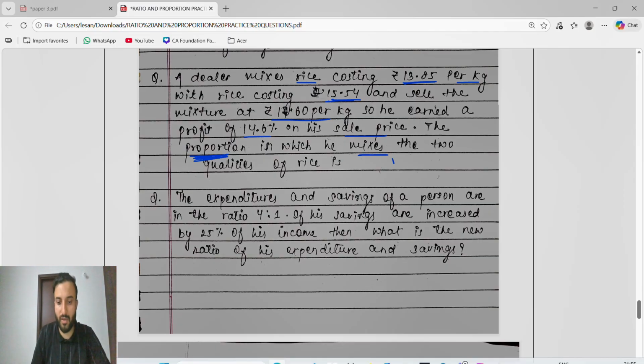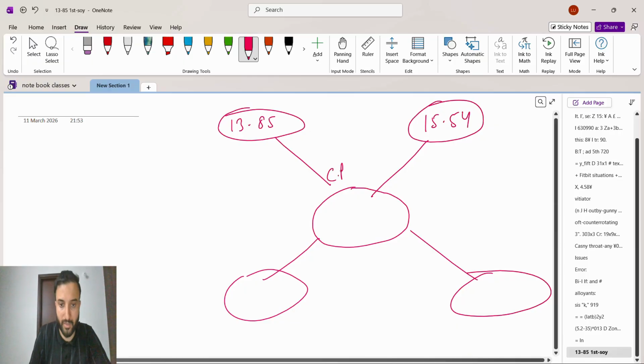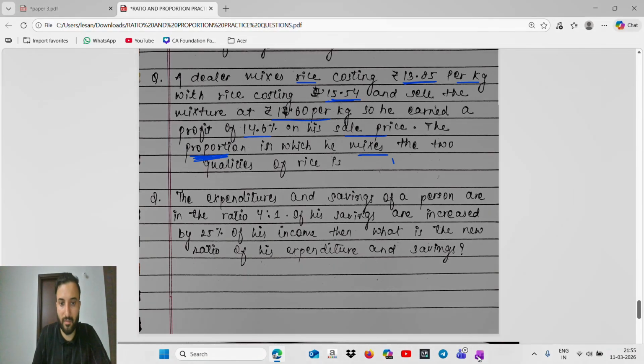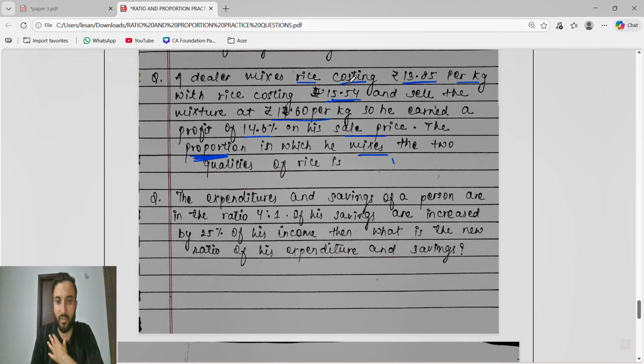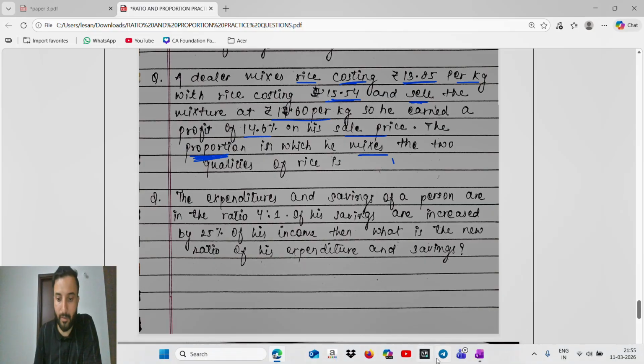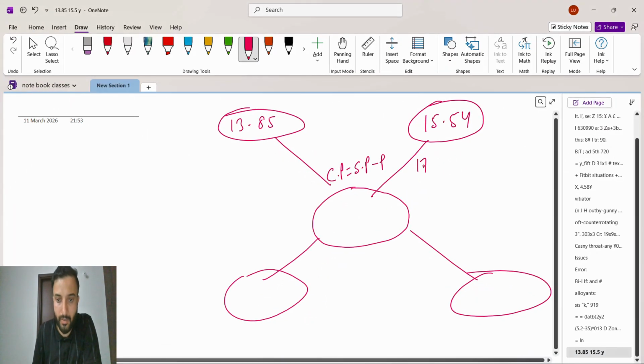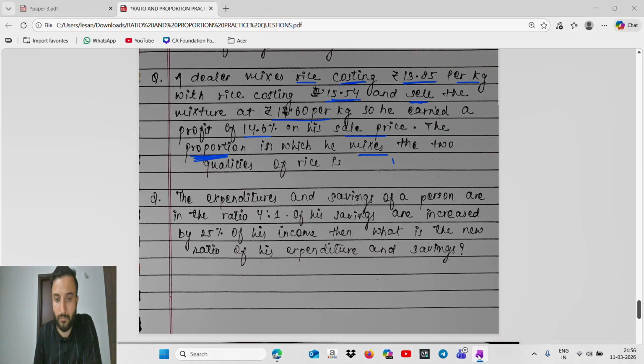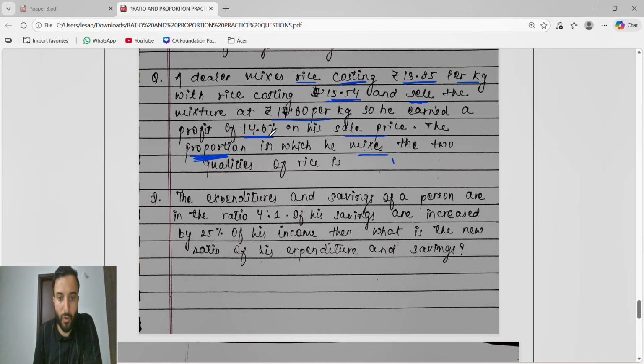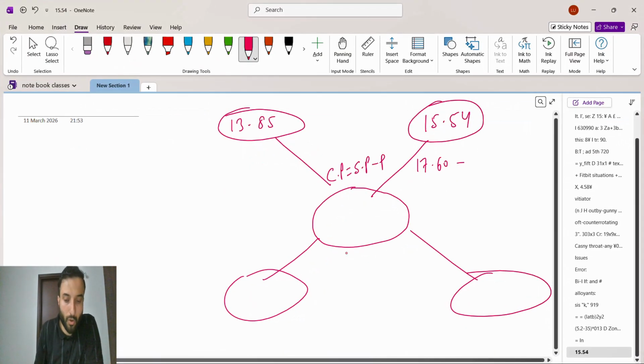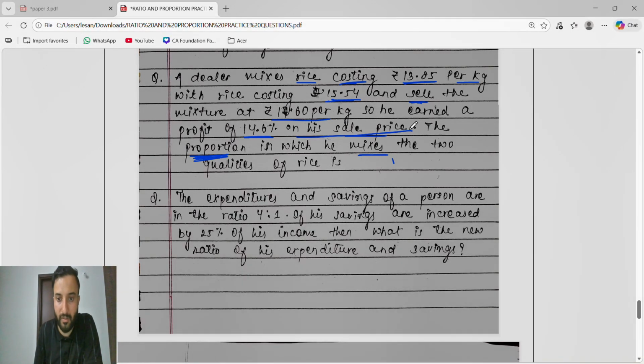So guys, see here what we have to write here. You know we have to write cost price, but cost price is not given, then selling price minus profit. Okay, so guys, what is the selling price? They said the dealer mixes rice costing 13.85 with rice costing 15.54 and sells the mixture at 17.60, so he earned a profit of 14.6%. The profit of 14.6% on sale price.